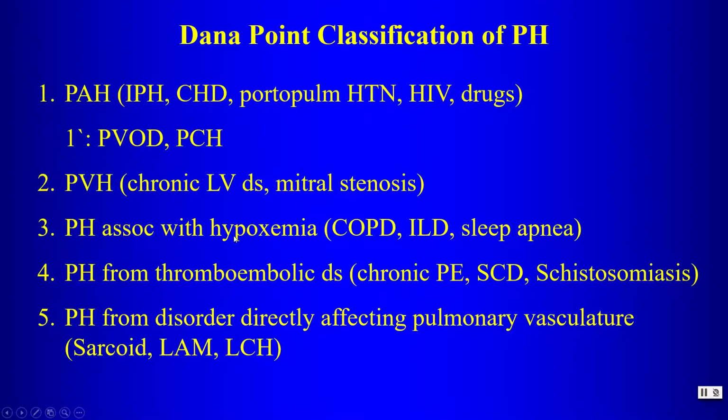Then we have pulmonary hypertension associated with hypoxemia. So we can see this with COPD, interstitial lung disease, or sleep apnea. Pulmonary hypertension from thromboembolic disease. So we'll see that with chronic PE and sickle cell disease. Pulmonary hypertension from a disorder directly affecting the pulmonary vasculature, like sarcoid, Langerhans cell histiocytosis. So the point of this classification scheme is that it can also determine the particular treatment that you might offer the patient.